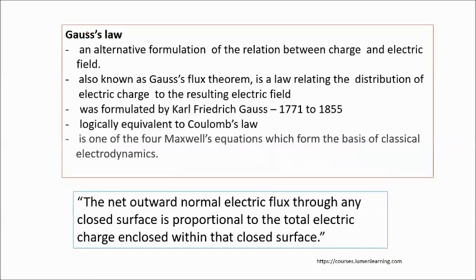Okay, so let us continue with Gauss's law. This is an alternative formulation of the relation between charge and electric field, also known as Gauss's flux theorem. It is a law relating the distribution of electric charge to the resulting electric field. It was formulated by Carl Friedrich Gauss, is logically equivalent to Coulomb's law, and is one of the four Maxwell's equations, which form the basis of classical electrodynamics. It states that the net outward normal electric flux through any closed surface is proportional to the total electric charge enclosed within that closed surface.